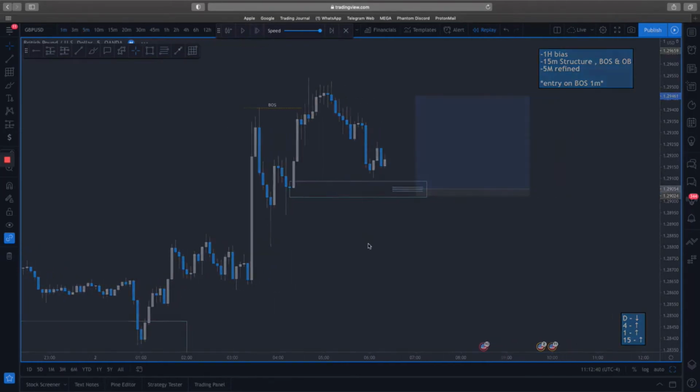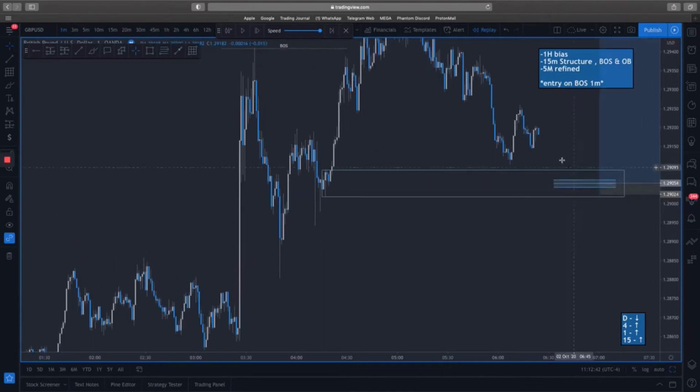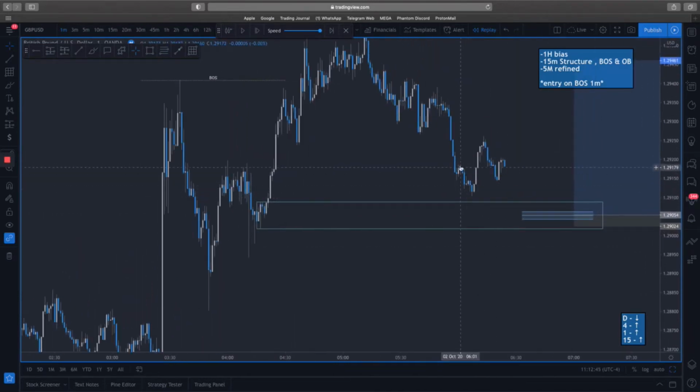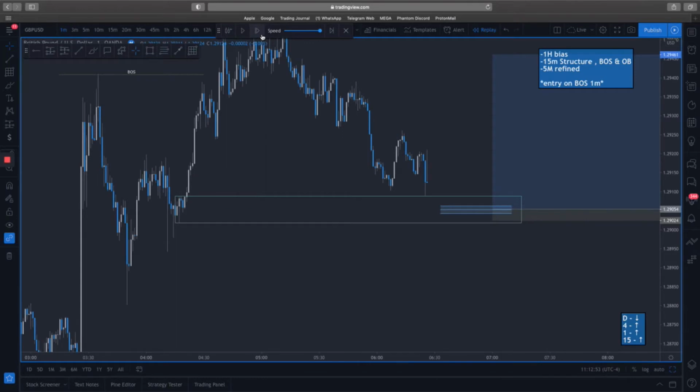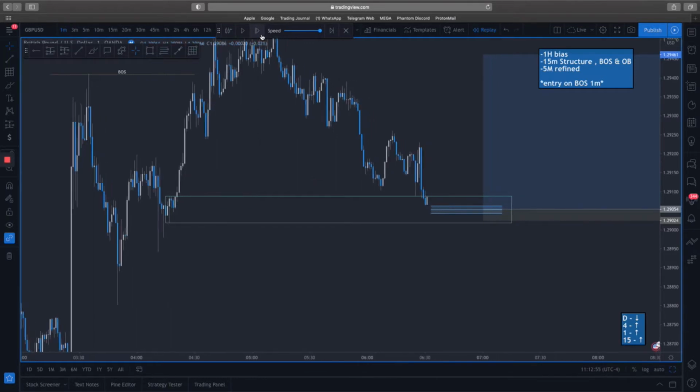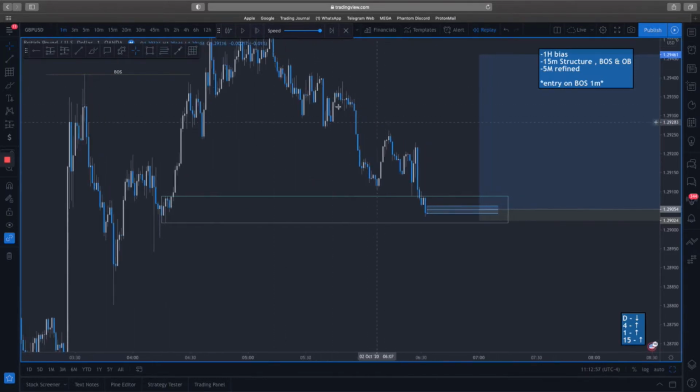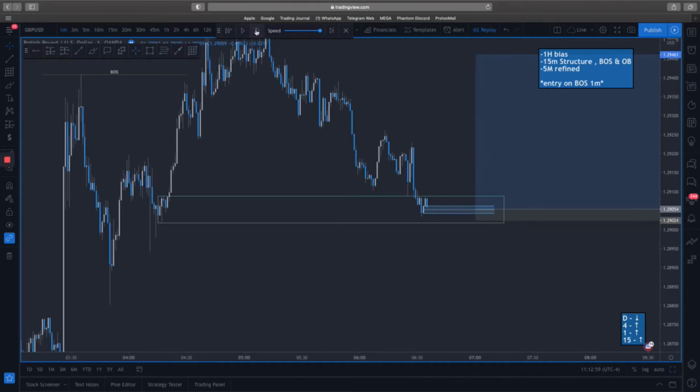All right, let's go to the 1-minute now. Now here, this can be tempting. We got 2 breaks of structure, but it hasn't tapped in yet. So I'm just going to be patient and wait. If it goes, it goes. No big deal. So here we are, we're getting tapped in now.